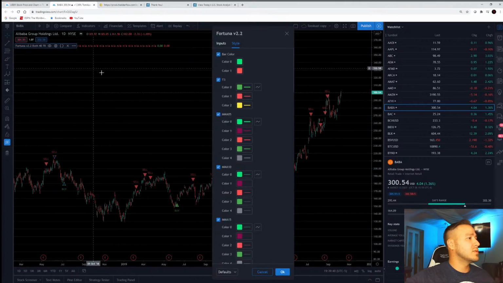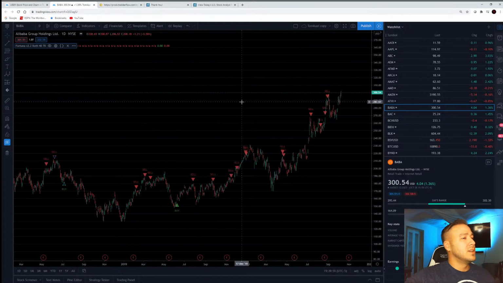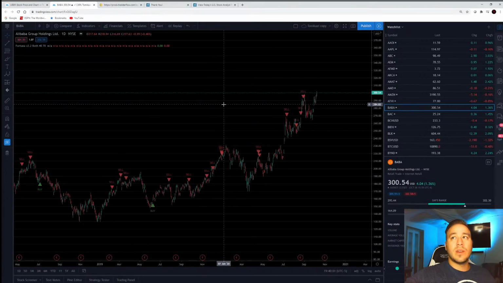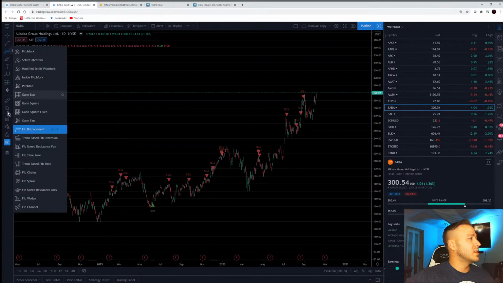These settings are just the normal settings. I didn't change anything. This is the default settings right here, exactly what should pop up when you add it. So the Fibs indicator, it's just a Fibonacci retracement indicator.